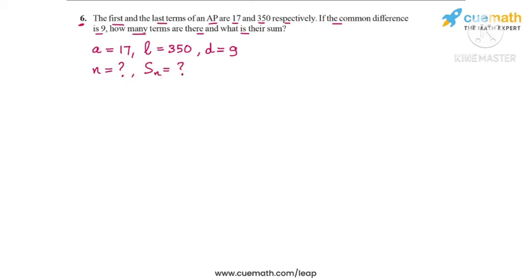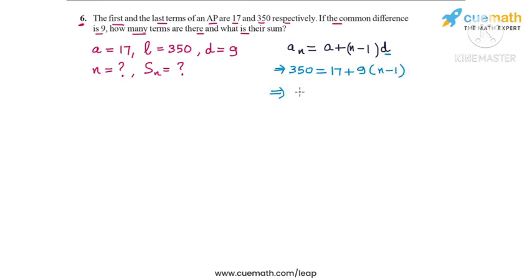So first let's find the number of terms by making use of the relationship An, the nth term is equal to A plus N minus 1 times D. In this case An is the last term L, so that's 350. This is equal to A, which is 17, plus N minus 1 into D. So D is 9, so 9 into n minus 1.